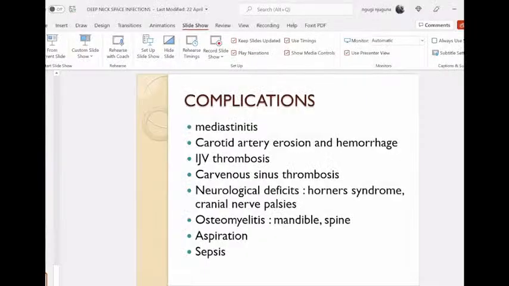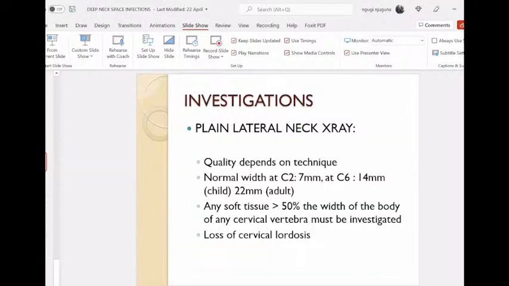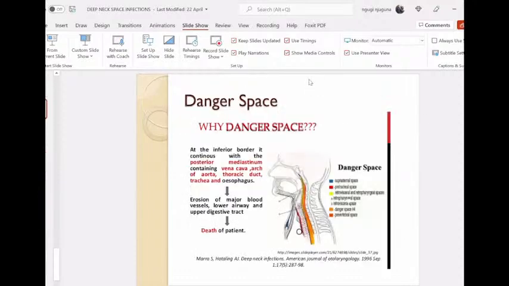Somebody is asking about the danger space. One moment. So the danger space is, this is the danger space.